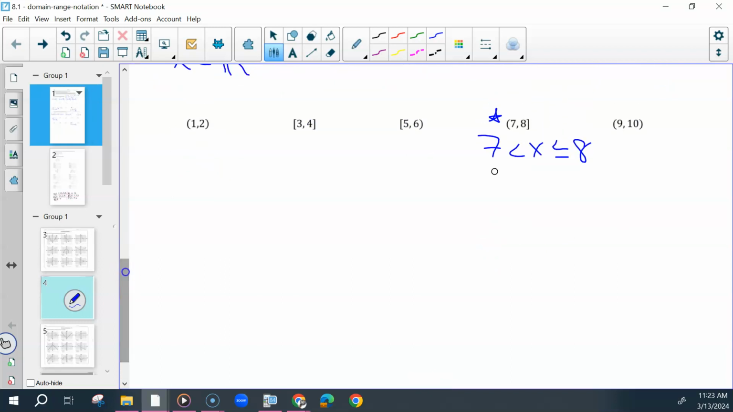So we know it's going to look like this. Are we going to have less than or equal to? Less than for both of them. So 1 is less than x, which is less than 2. Any others?